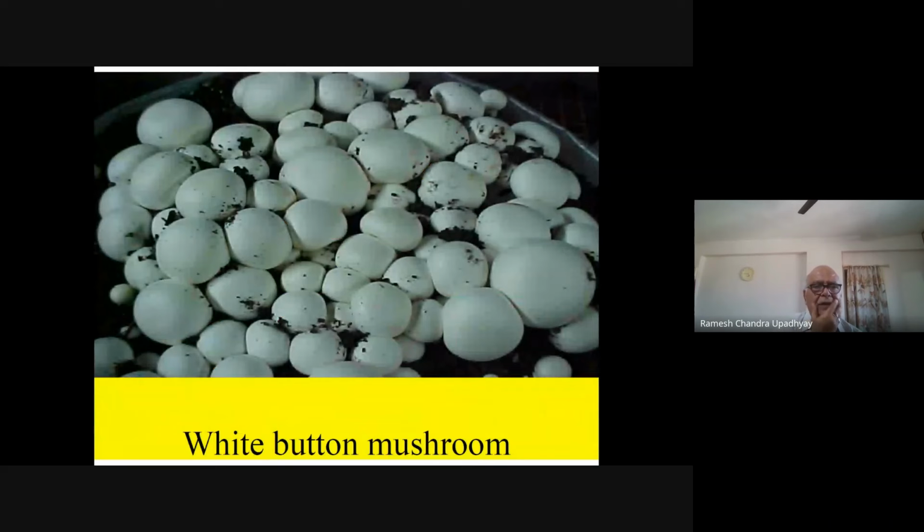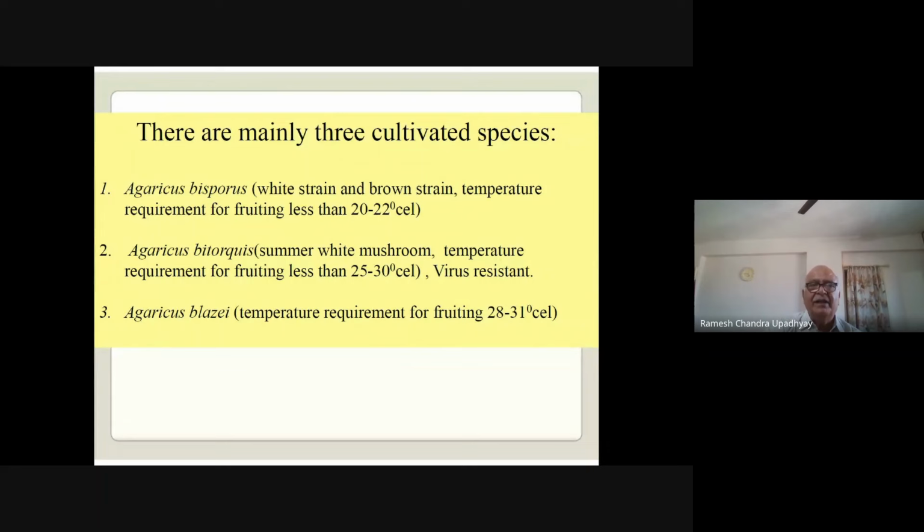So this is white button mushroom. Next one. In white button mushroom, there are commonly three species cultivated. Agaricus bisporus. In Agaricus bisporus, there are two strains, white strain.